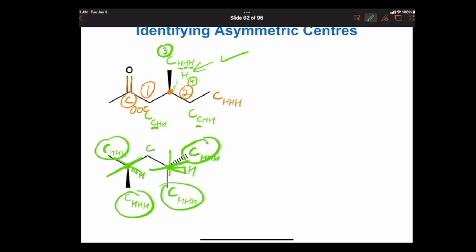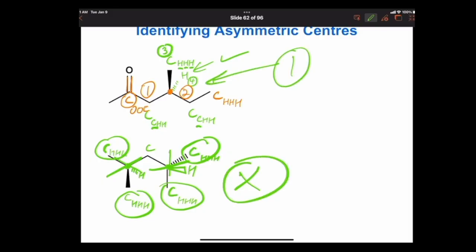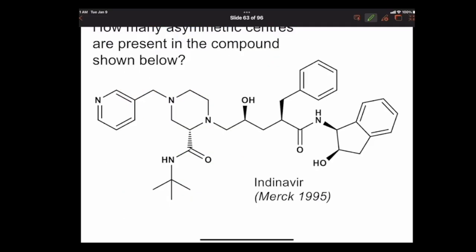The other way to test this is, would you make a new molecule? If I were to take that methyl at the bottom and this one at the top and switch them, is this a different molecule? No. Same priorities, same molecule, same IUPAC, not an asymmetric center. So this one has no asymmetric centers. This one has 1 asymmetric center. Okay. How many here?